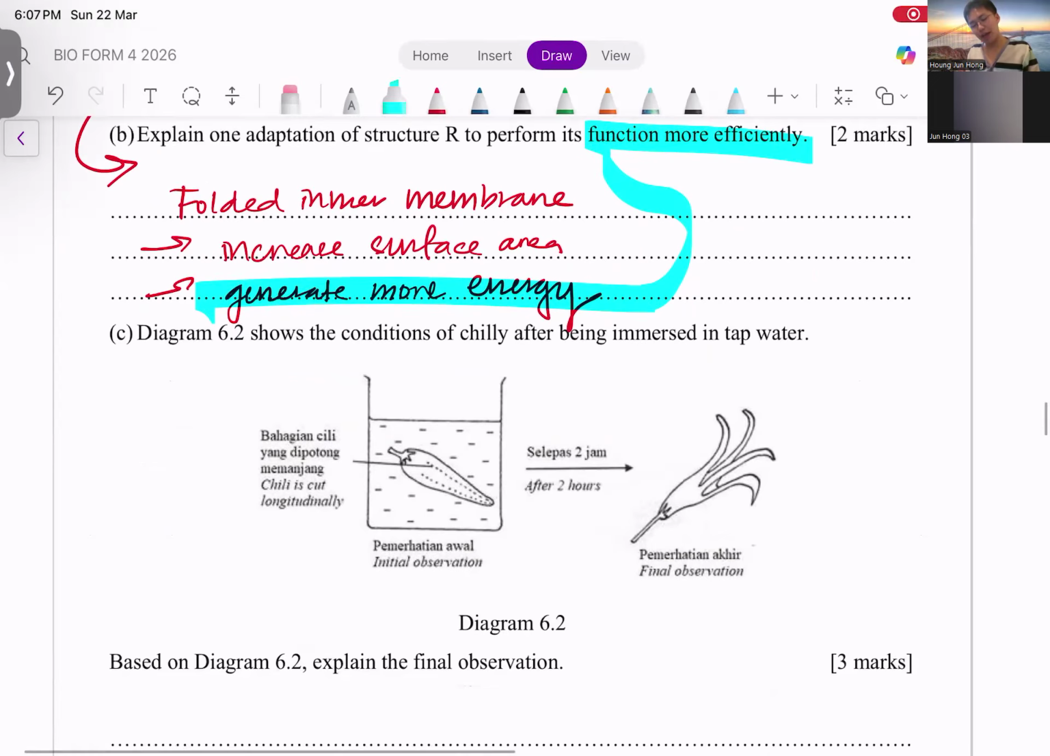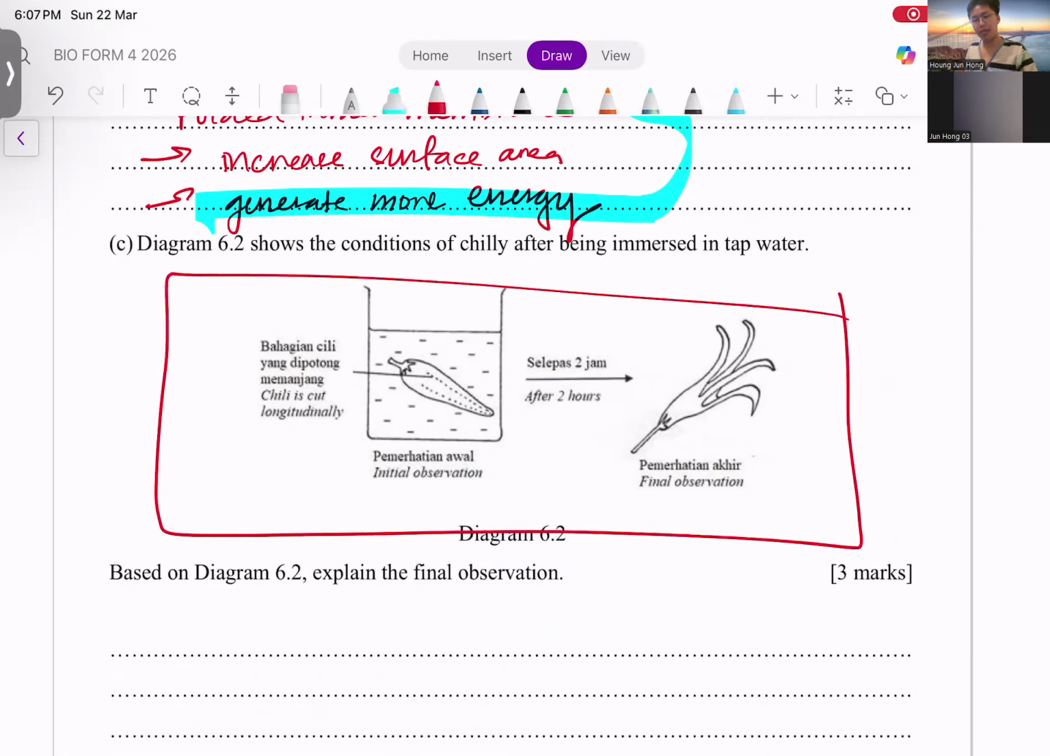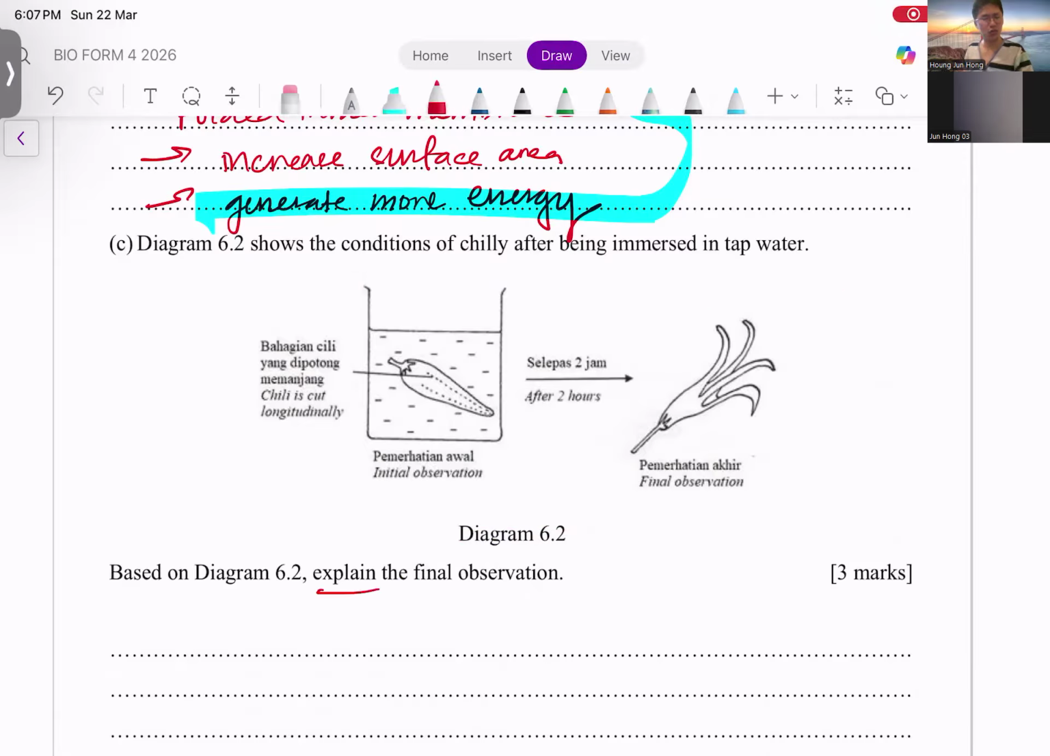Next question. What is the final observation? So yes, explain the final observation. So please tell me first, what is the final observation? Right. The diagram has been given to you and they asked you to explain it. So you don't just tell me, oh, hypertonic. No, not too fast. You should first start with the question. The diagram is given to you. Final observation. So what's that final observation?